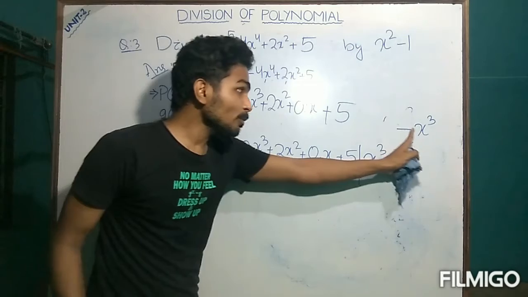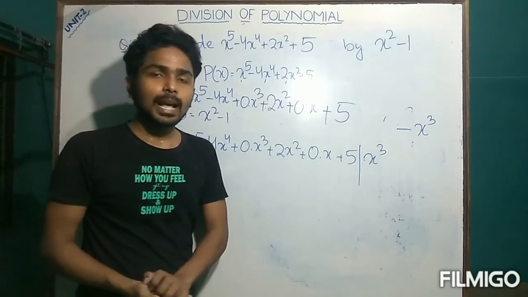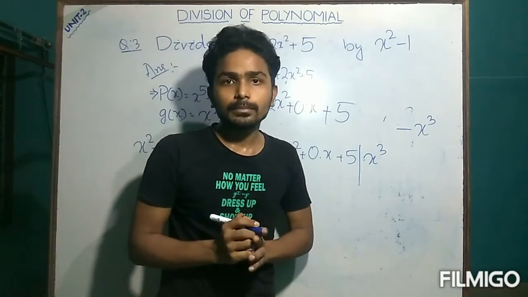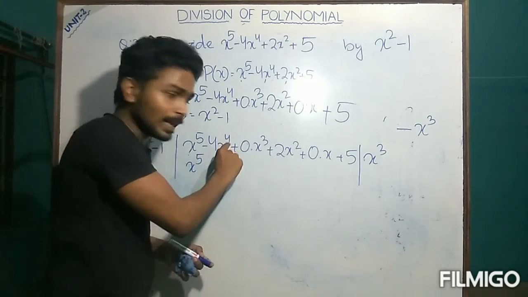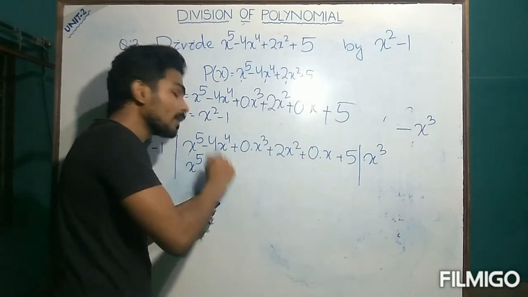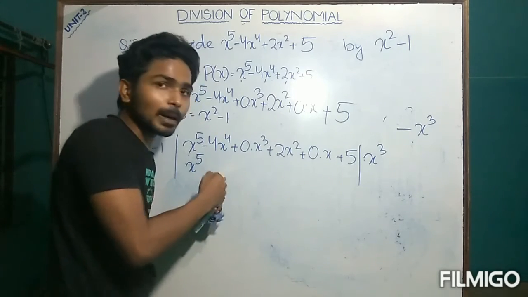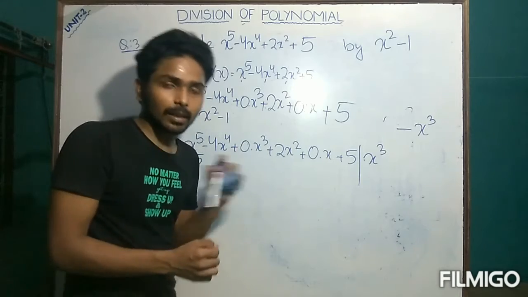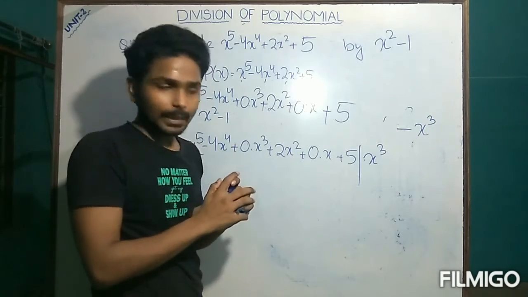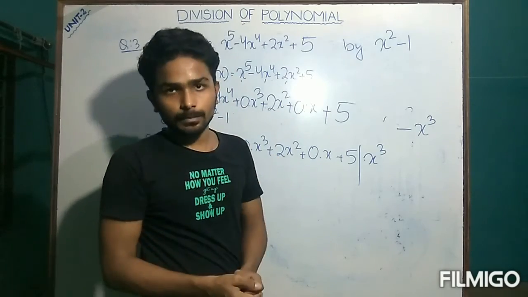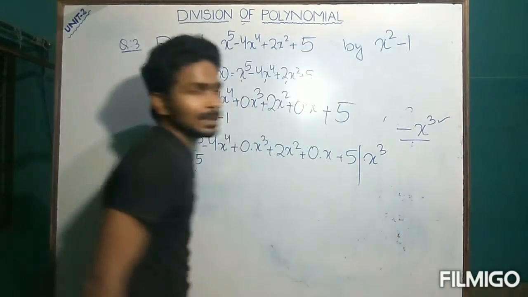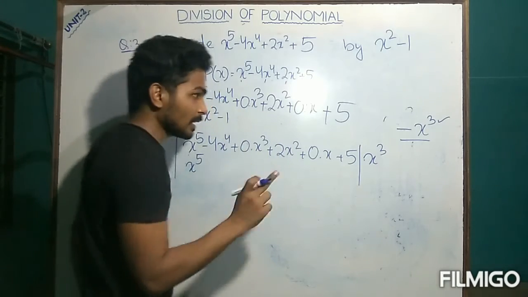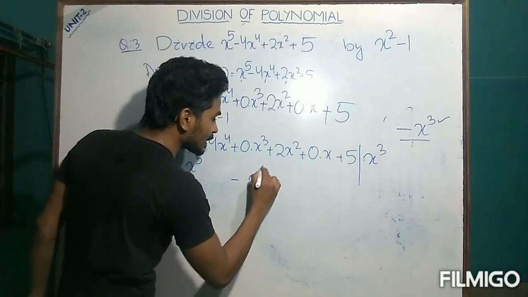But we have to put it in which place, in which column? I have forgotten to tell you that you have to always write the like terms in the similar column. That means if this term has the power 4, then below this term you have to write another term whose power is 4. You cannot write here another term whose power is other than 4. If it has power 3, then in this column you have to write another term whose power is 3. That means like terms will be written in the same column. So here the power is 3. That means it must be written in this column, because this column contains x to the power 3. Clear? So it should be written in this column, minus x cube.